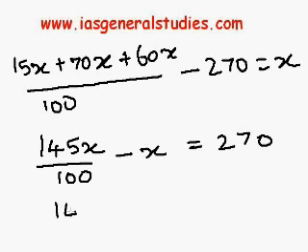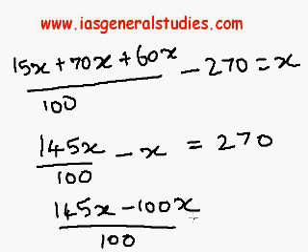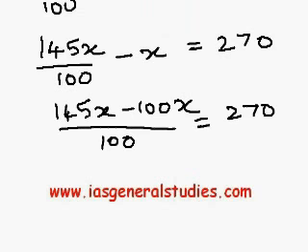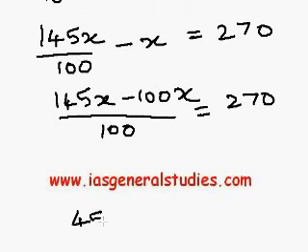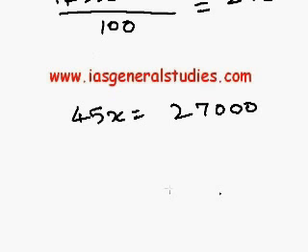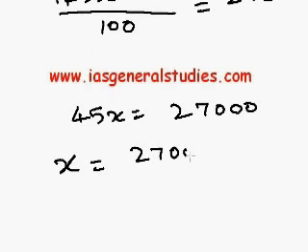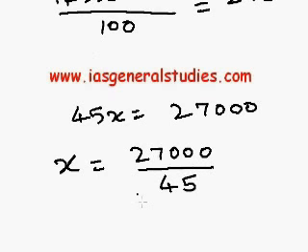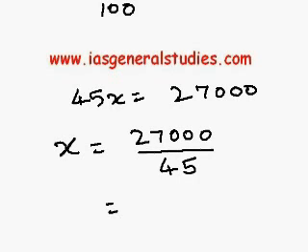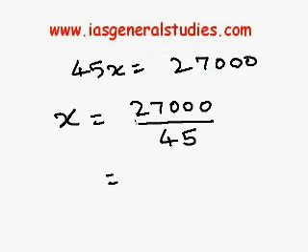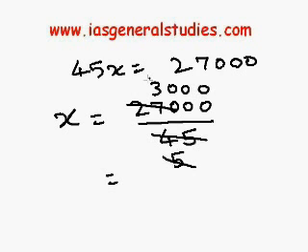So if you take LCM, it is 145x minus 100x divided by 100 equal to 270. So totally this will be 45x is equal to 27000. So x is equal to 27000 divided by 45. So with what table can we cancel? Anyway we are not allowed a calculator, so let us start from the basics, like the 9 table. 9 means this will be 3 times, so I have 3000. 9 means this is 5 times, again 6 times it will go, so 600 I am getting as x.